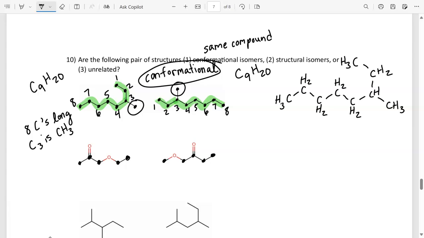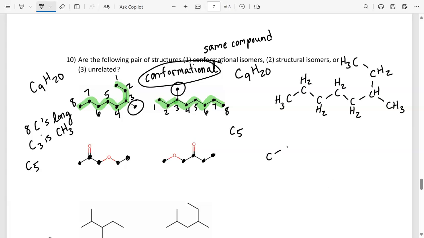And then again, both, we've got 1, 2, 3, 4, 5, 1, 2, 3, 4, 5. So we know each one of these is starting off with a C5. And then to determine the number of hydrogens, you can turn them into condensed structures. So again, I'll just do that for the first one. You can do it for the second.